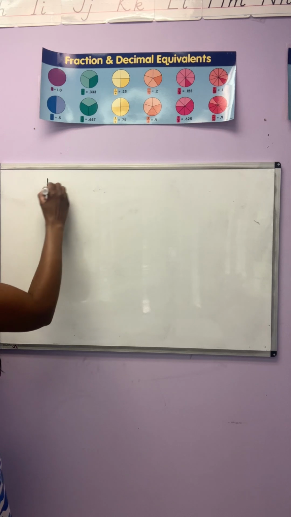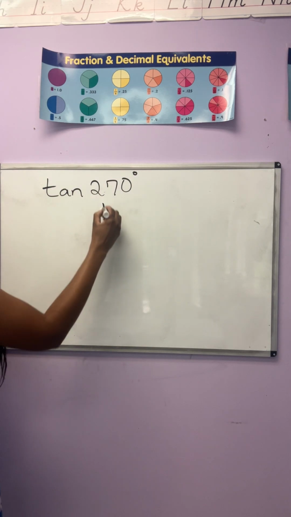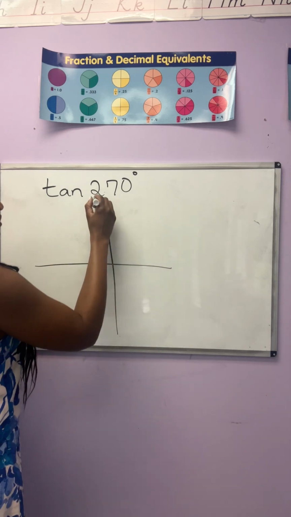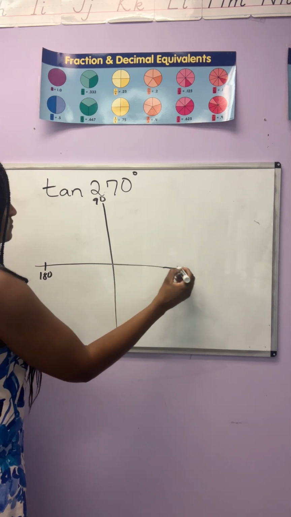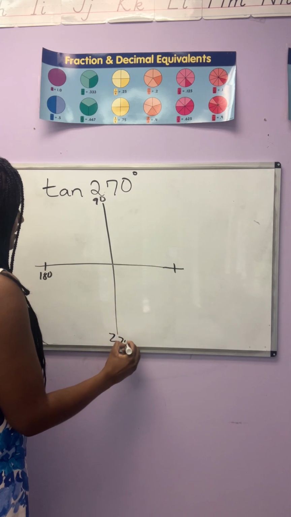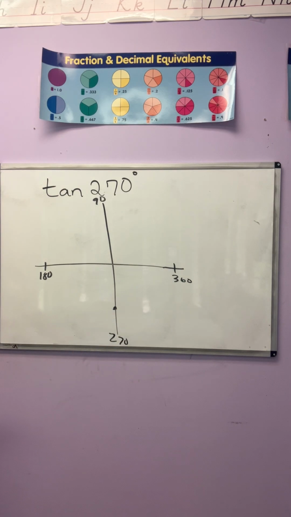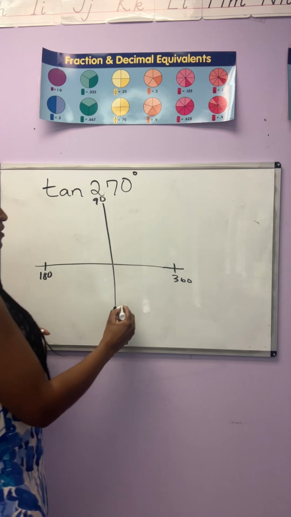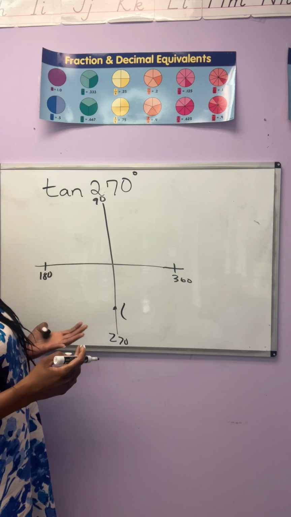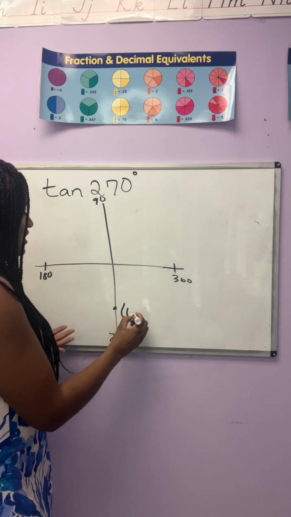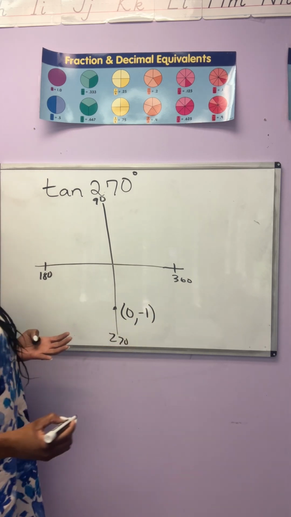All right, let's see, tangent of 270 degrees. So we have 90, 180, 270, and we have 360. So 270 is our quadrantal angle. It's right here on the unit circle. For the ones that fall on the unit circle, we can just look at what ordered pair matches with them. So x is 0, and y is -1.